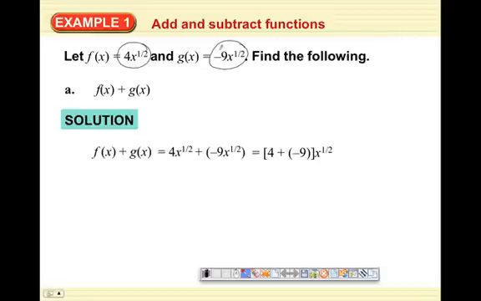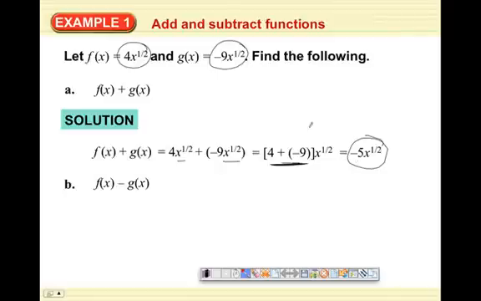Well, it might look weird, but these both have x to the 1/2. So that's like 4x plus negative 9x. That'd be 4 plus negative 9, negative 5, x to the 1/2, right? That's simple. That's going to get you a couple points there. The harder part's coming. So f plus g is negative 5x to the 1/2. Notice the exponent does not change. X to the 1/2 plus x to the 1/2 does not change this.